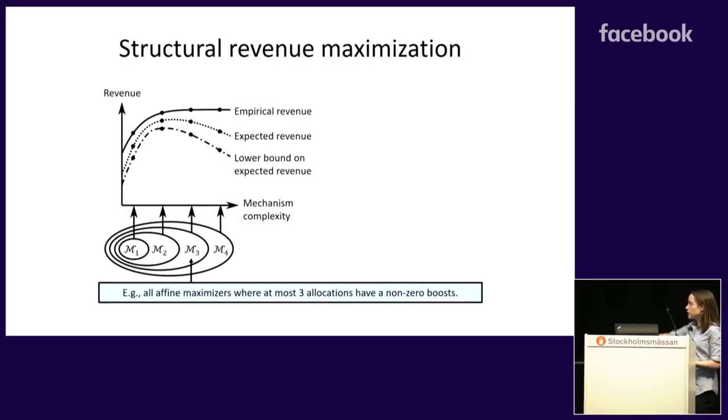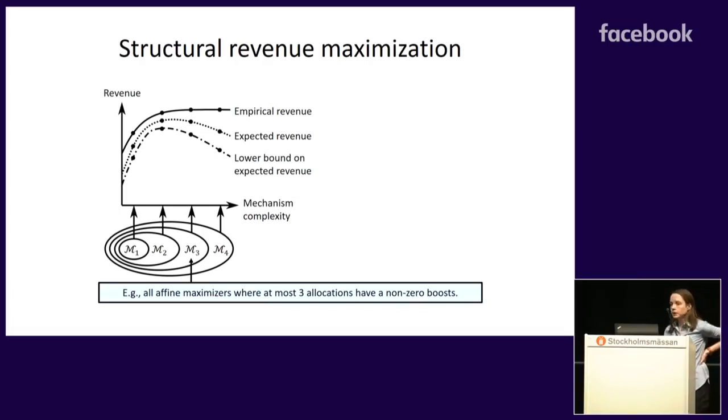Okay, so as we saw, affine maximizer auctions are very complex, but they contain nice hierarchies, breaking them up into simpler subclasses. And it would be really nice if we could somehow take advantage of the simplicity of these hierarchies to get even better guarantees in some cases. So this is what structural revenue maximization allows us to do.